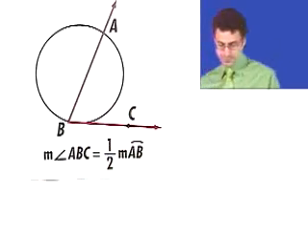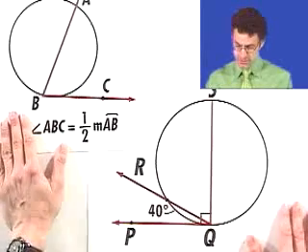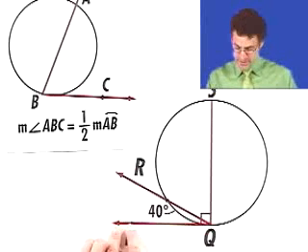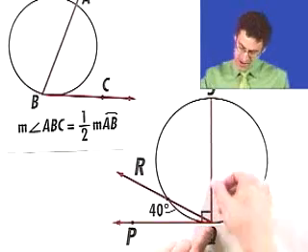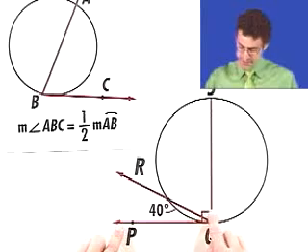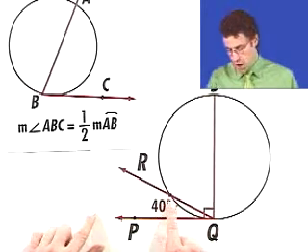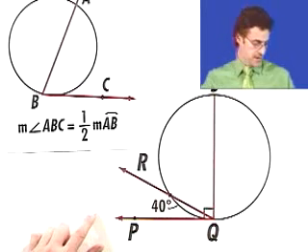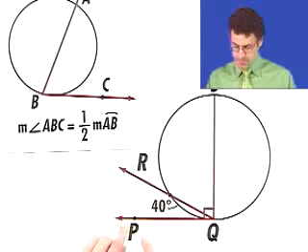So for example, if we look at this issue, here we're given lots of stuff. I'm told that this is a tangent line, and that the angle made by this chord and the tangent line is in fact 90 degrees. It's a right angle. I'm also told that this arc here has a measure of 40 degrees. And here's our mission. Our mission is to see if we can find the measure of angle PQR.